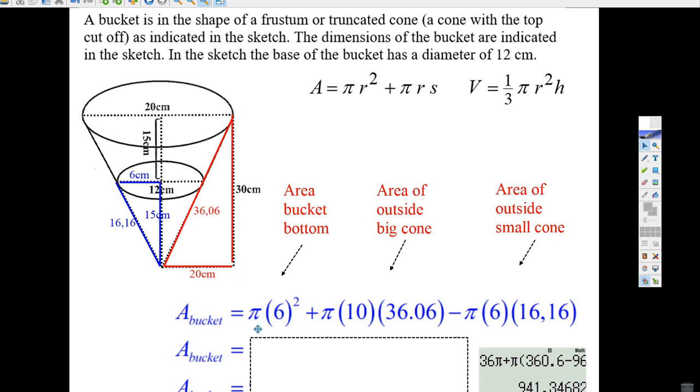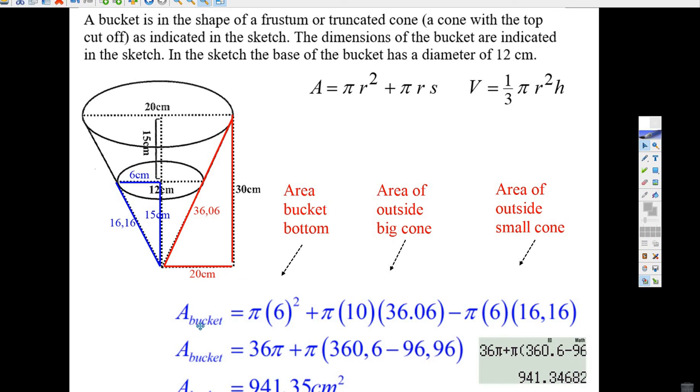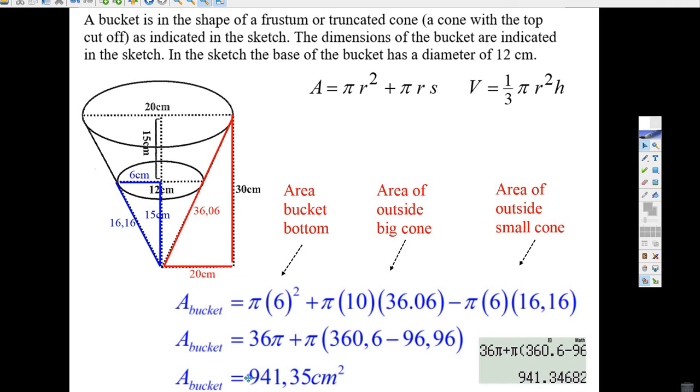That's 36 pi. I put it in my calculator, pressed equal, and I got 941 and a little bit of change. There's your answer. I got 941.35, rounded properly, square centimeters, because that's the area of the metal that it would take to make this truncated cone of a bucket. Yeah, this bucket. Okay, so there you go. That's it.